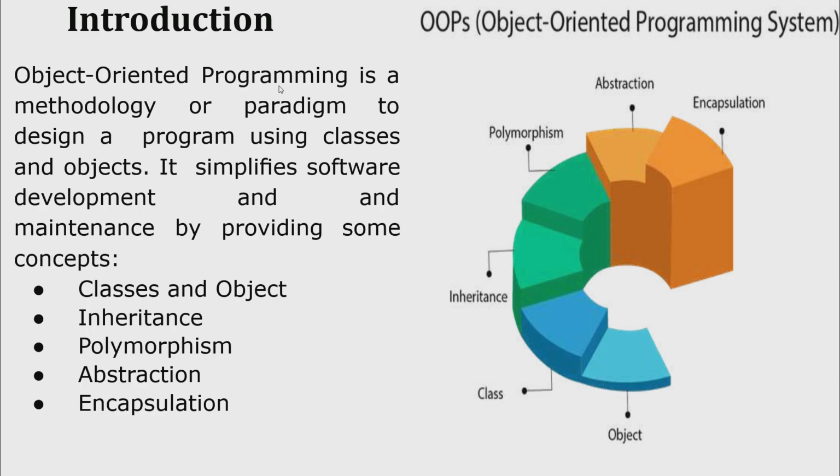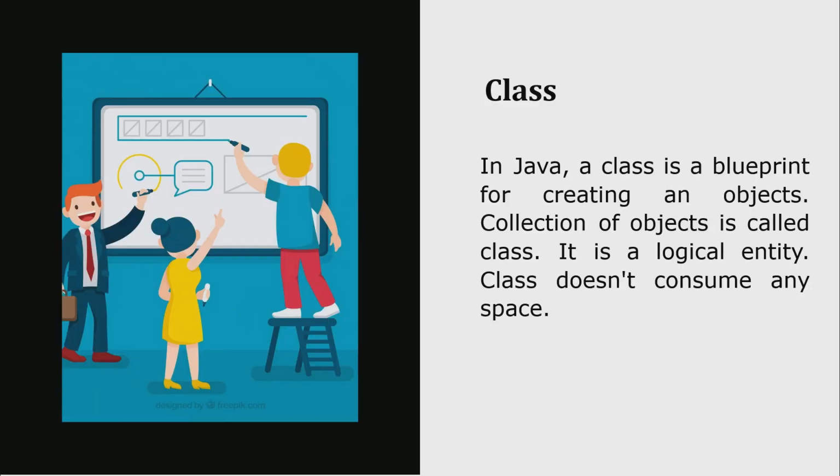First, object-oriented programming is a methodology or paradigm to design a program using classes and objects. For what purpose are we using these concepts? It simplifies software development and maintenance by providing some concepts. The important concepts behind object-oriented programming are classes and objects, inheritance, polymorphism, abstraction and encapsulation.